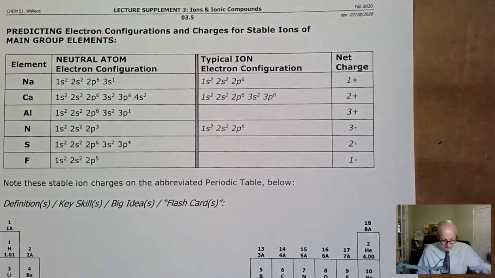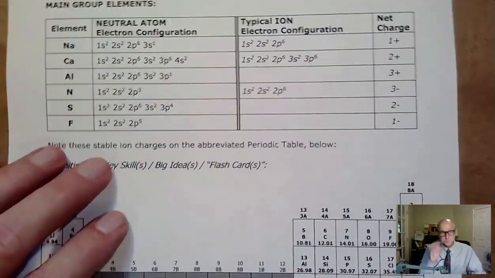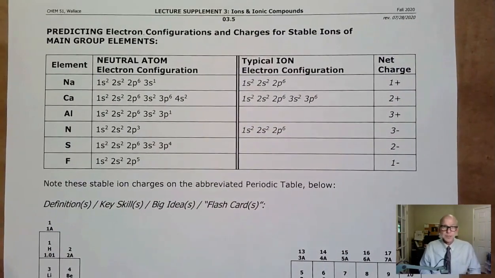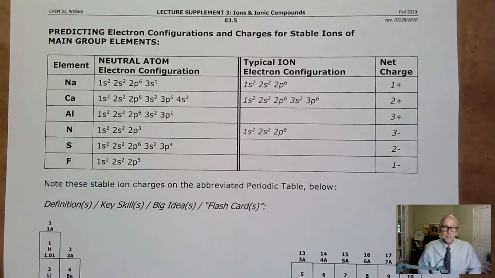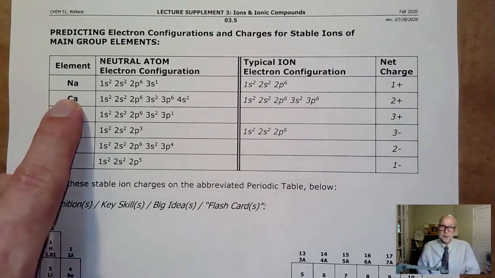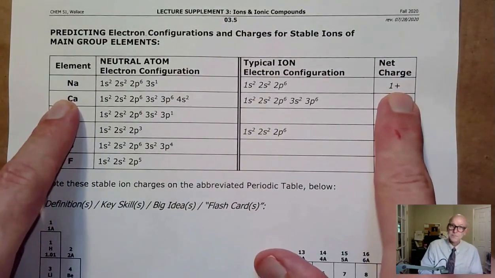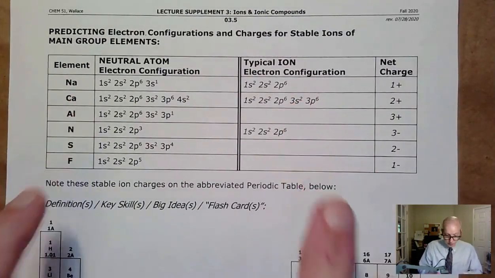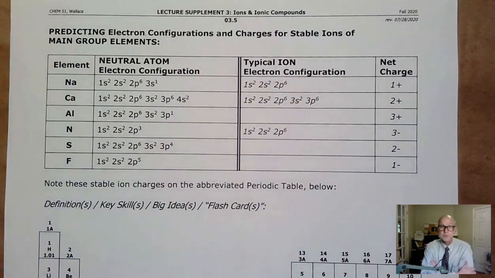Okay, now let's start looking at our first sort of evidence and examples of what's going on here. I've given you 6 neutral atoms in the electron configuration that we did in chapter 2. This is page 3.5, by the way. And I'm saying when sodium becomes an ion, it's always +1. And there's its electron configuration. Calcium always becomes +2. Aluminum always becomes +3.